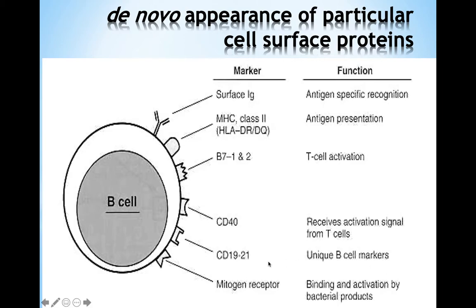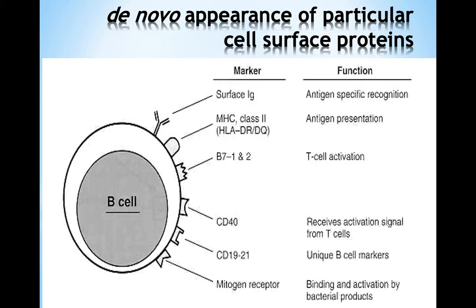And then we also have CD19, no? Which is what we call the B cell surface antigen. So specific siya talaga for B cells. Ito, B cell marker siya, CD19. So also called B lymphocyte surface antigen.